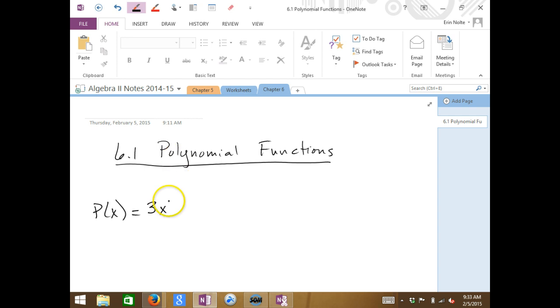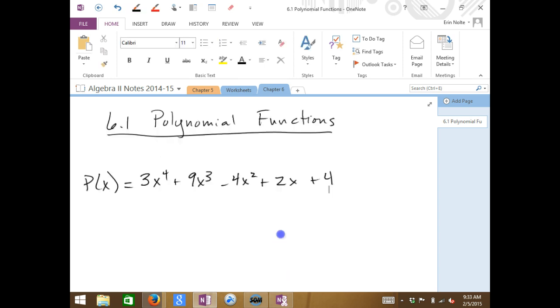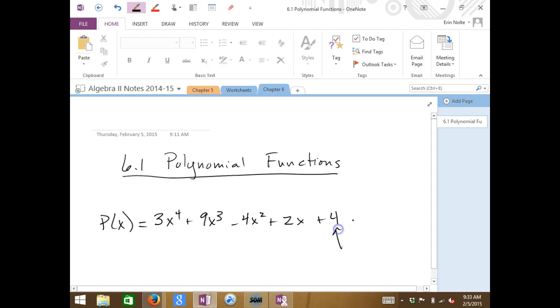So let's say we have 3x to the 4th plus 9x cubed minus 4x squared plus 2x plus 4. And we're going to identify each of the different terms. What is the term called that has no x with it? The constant. Good. You already know that one. So that one's called the constant. The one with just an x is called linear. Good.